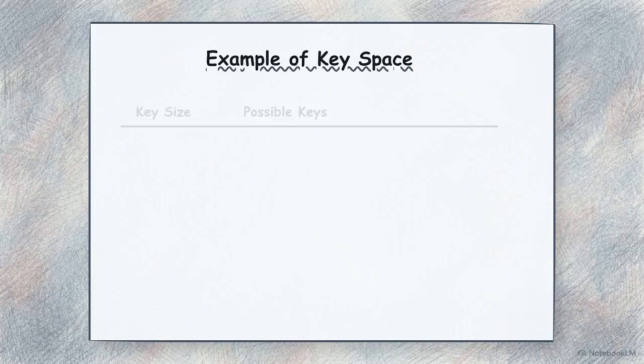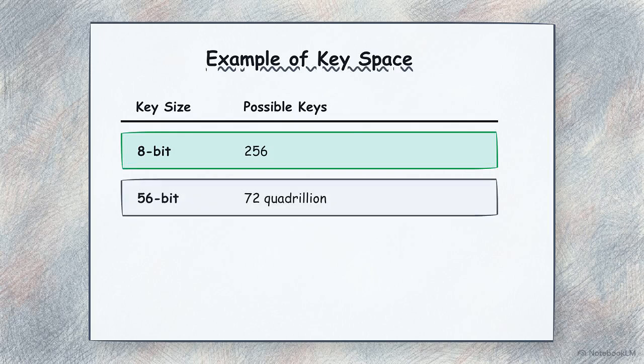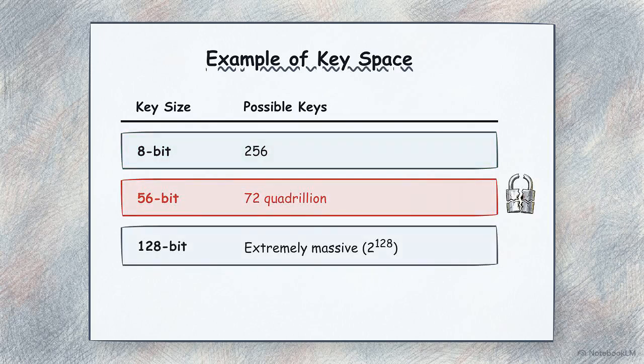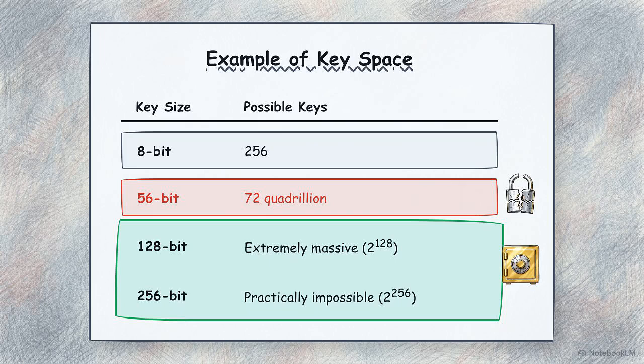This table maps out how key space scales. An 8-bit system gives us exactly 256 possible keys. If we increase that to 56 bits, the key space expands to 72 quadrillion options. Moving to 128 and 256 bits increases the key space to 2^128 and 2^256. At this scale, the number of potential keys is large enough to make a brute force search mathematically possible, but practically unachievable.